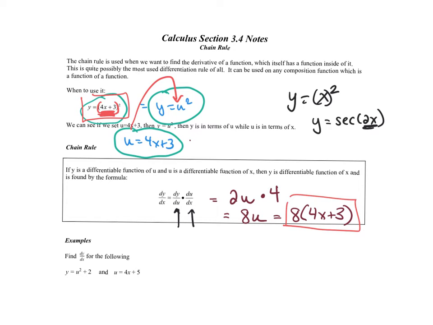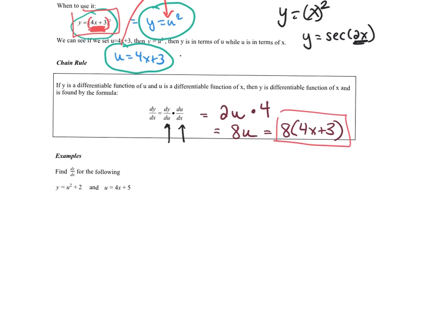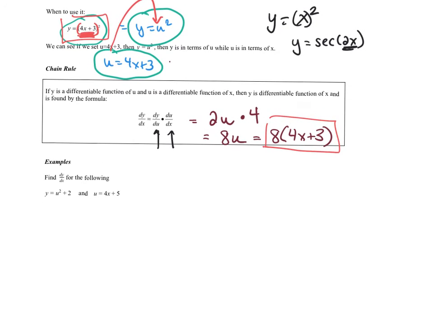Okay, so let's go ahead and look at one more. It's kind of broken down like this. It says find dy dx for the following: u squared plus 2, and u is 4x plus 5. So if I want to think of what this original function is, I could certainly think of that. The original function would have had to be y equals 4x plus 5 squared plus 2, because I'm just putting that 2 back in. So we recognize that there is some inside function u of this 4x plus 5.